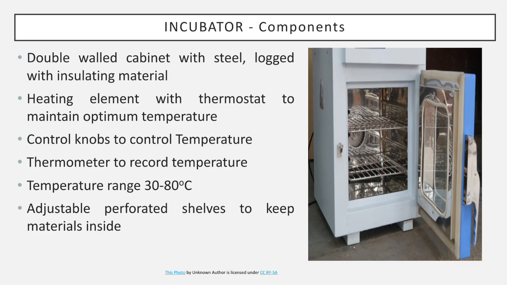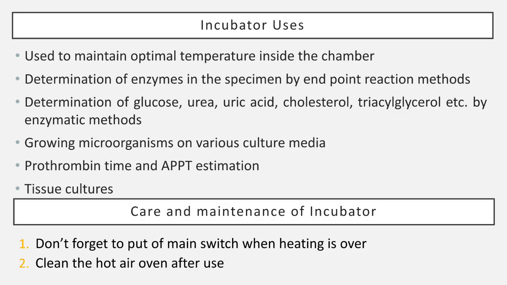This is also a double walled cabinet with steel, and in between the double wall there is an insulating material, and a heating element with a thermostat to maintain the optimum temperature within the cabinet, control knobs to control the temperature, and a thermometer to record the temperature. The usual temperature range is between 30 to 80 degrees centigrade, and there are adjustable perforated shelves to keep the materials inside.